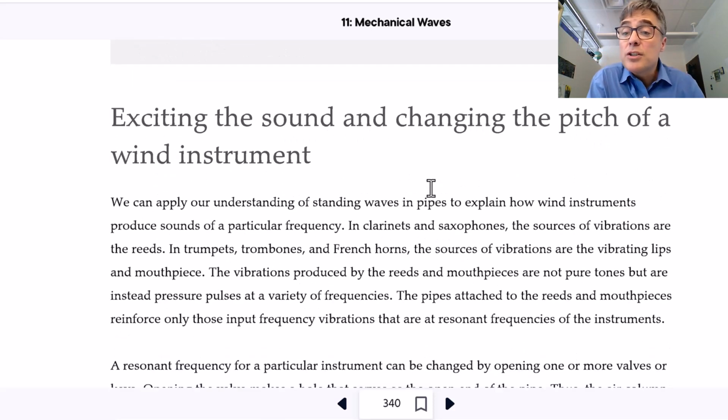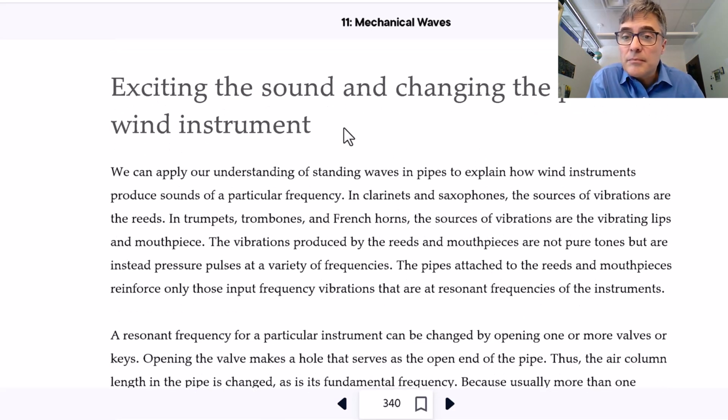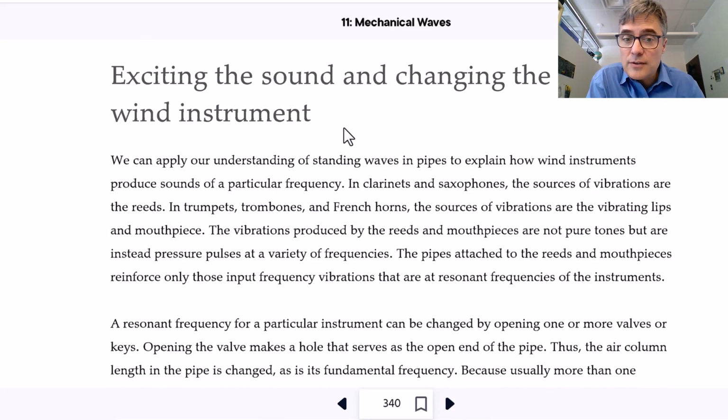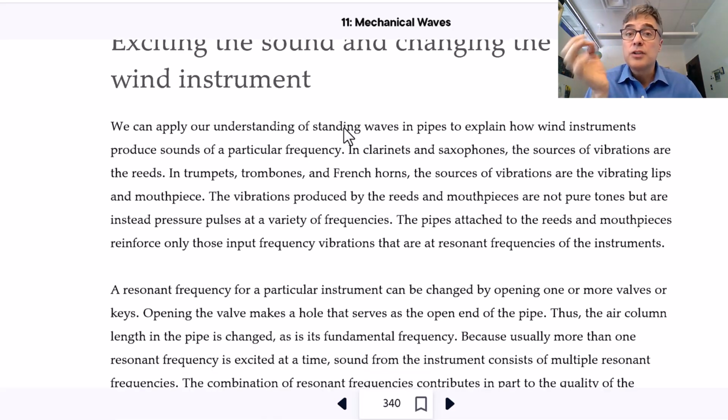sound. The original sound vibrations come from some sort of initial oscillations in a wind instrument. So, for example, the reed in a reed instrument, or blowing over the opening of a flute. That's another way of setting up initial vibrations. For brass instruments, the initial oscillations are set up by vibrations of the lips of the player.